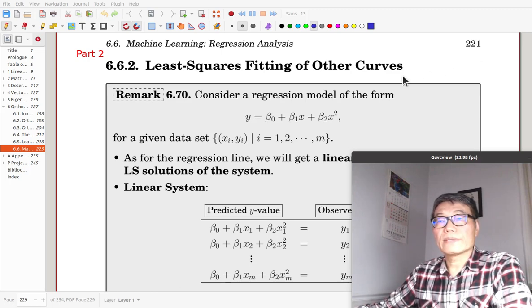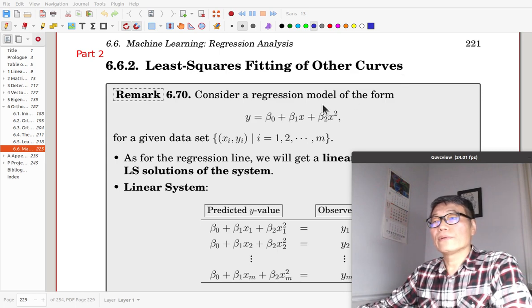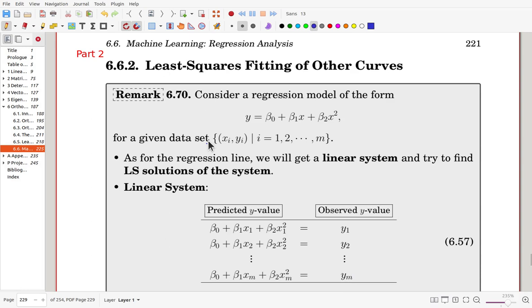In the second part of section 6.6, we will study least squares fitting of other curves. Consider a regression model of the form, which is a quadratic function. We'll try to find the best fitting quadratic regression model for a given data set, xi, yi, i is 1 to m. As for the regression line, we'll get a linear system and try to find the least squares solutions of the system.